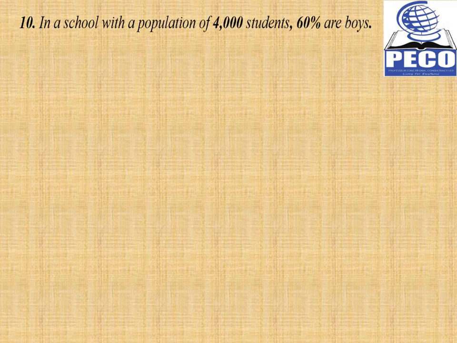Now, let us analyze this question. A school has a population of 4,000 students. 60% are boys. So ask yourself, what is the percentage of girls? If 60% are boys, what is the percentage of girls? As you read through the question, you try to analyze. A school has a population of 4,000 students, 60% are boys. So the percentage of girls will be 100 minus 60, which is 40%. Just part of the analysis.